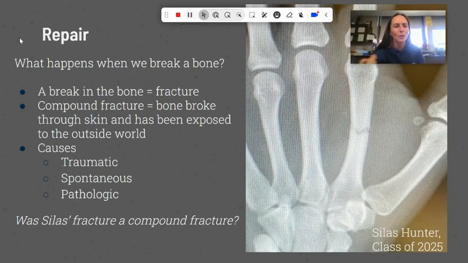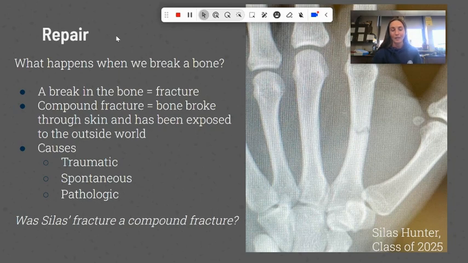And finally, what happens when we break a bone? What happens if there is a collision, for example, and the bone breaks? We call that a fracture. If the bone breaks and breaks through the skin and has been exposed to the outside world, we refer to that as a compound fracture.